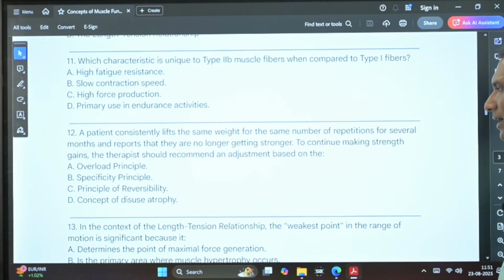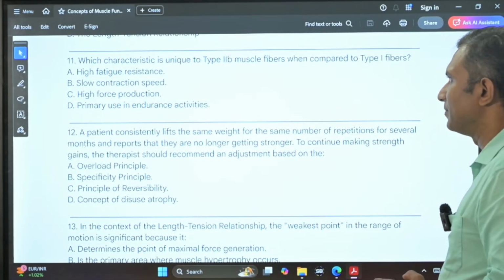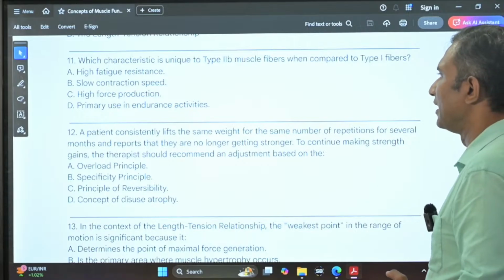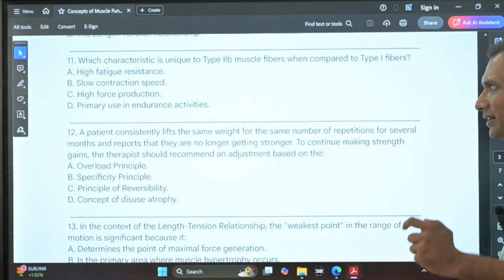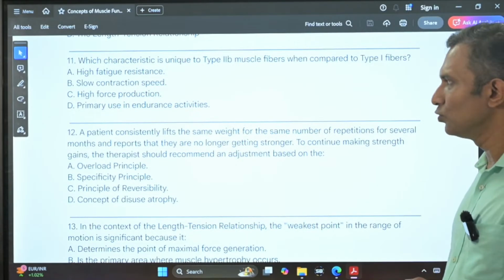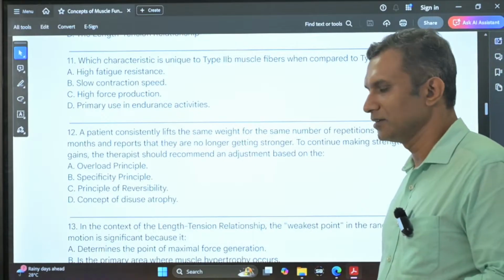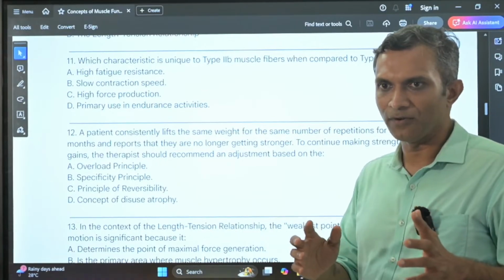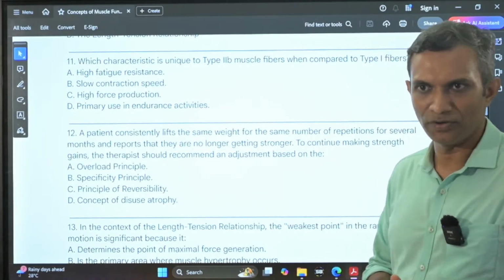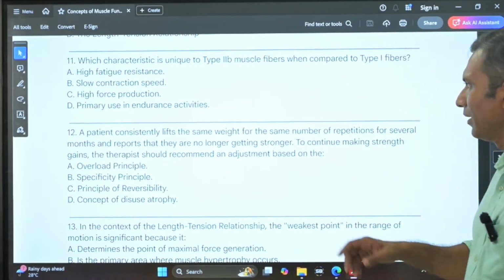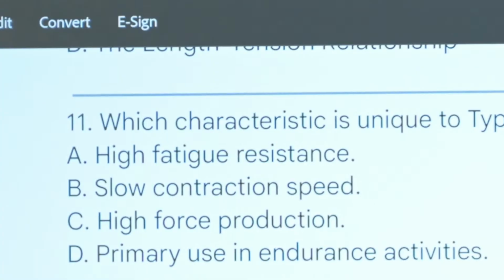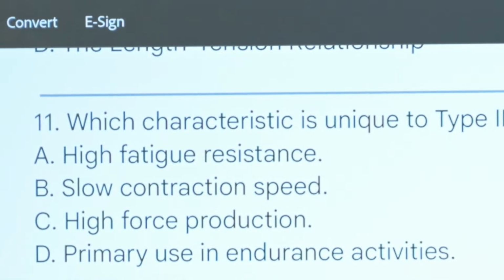A, high fatigue resistance. B, slow contraction speed. C, high force production. D, primary use in endurance activity. So if you know specifically what these muscles are meant for, the answer is a cakewalk for you. Our team will slightly zoom the choices for you, A, B, C, and D. Please select the best choice.